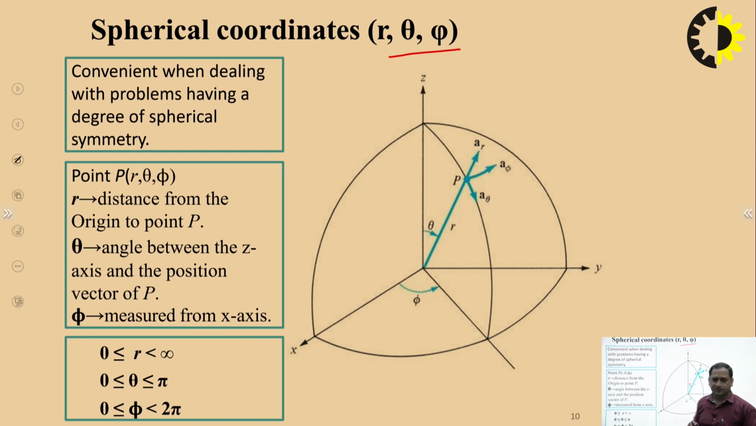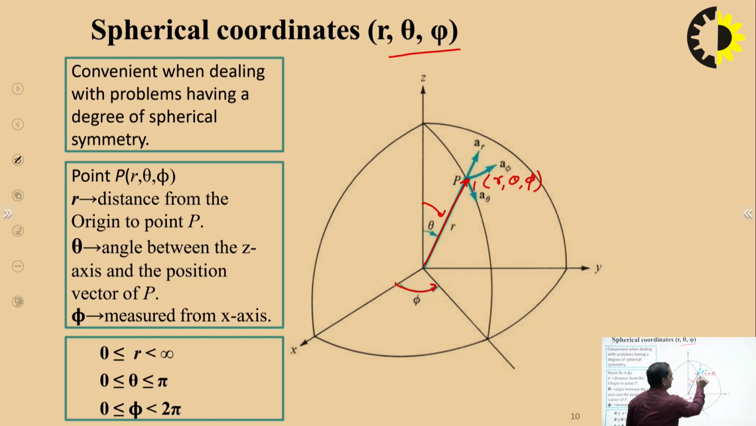This is very important. Phi is same as we have discussed in the cylindrical coordinate system. So in the cylindrical coordinate system, we said phi is the angle from the x-axis, right? So this is the angle from the x-axis. R is this one. What is the theta? Theta is the angle from the z-axis. Okay. So this P point is represented in the spherical coordinate system with the variables r, theta and phi.